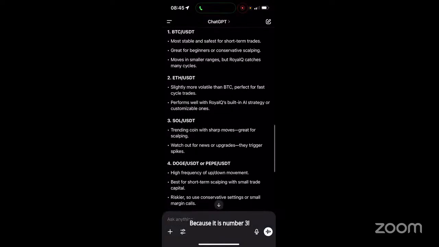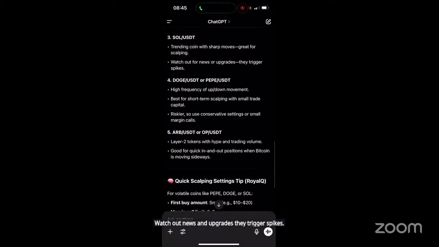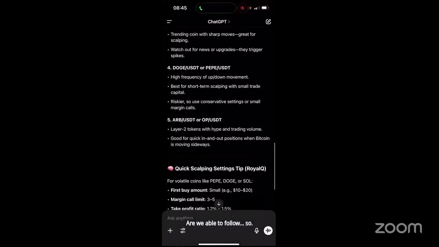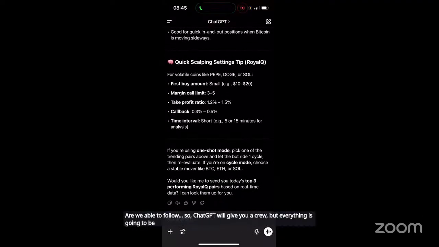Number 3, Solana, trending coin with sharp moves, great for scalping. Watch out for news and upgrades. They trigger spikes. Are we able to follow? So ChatGPT will give you a clue, but everything is going to be dependent on volume.